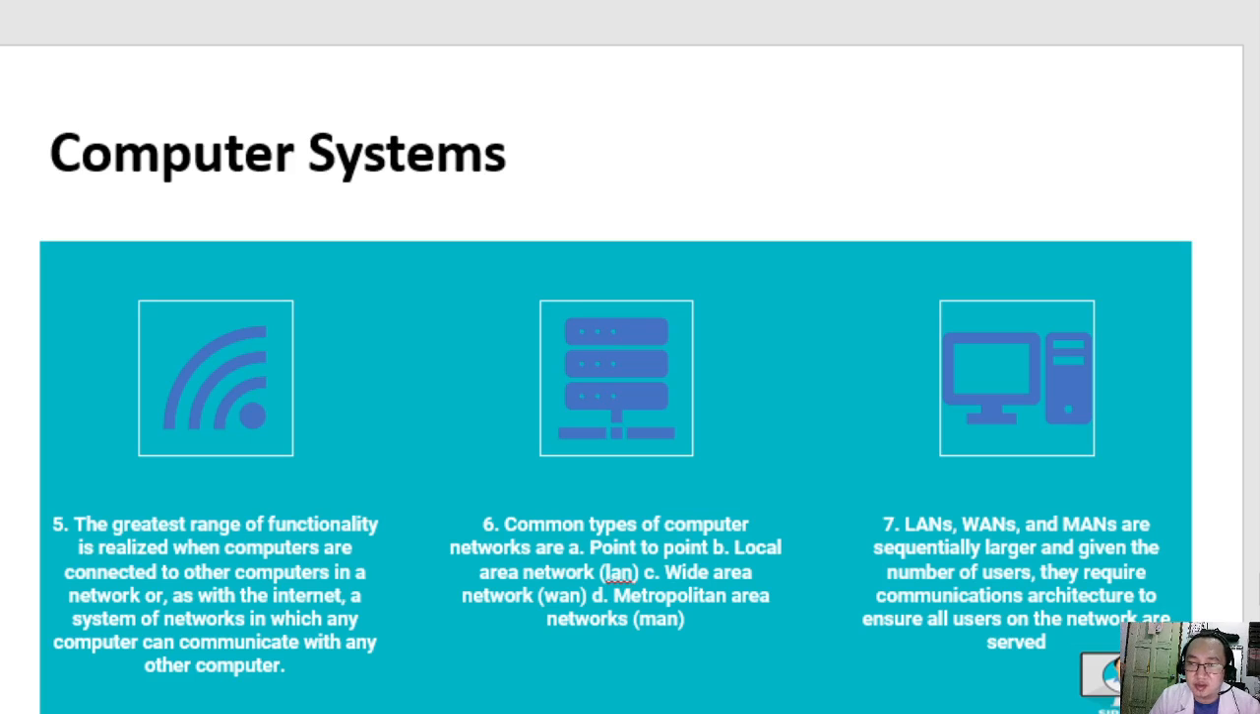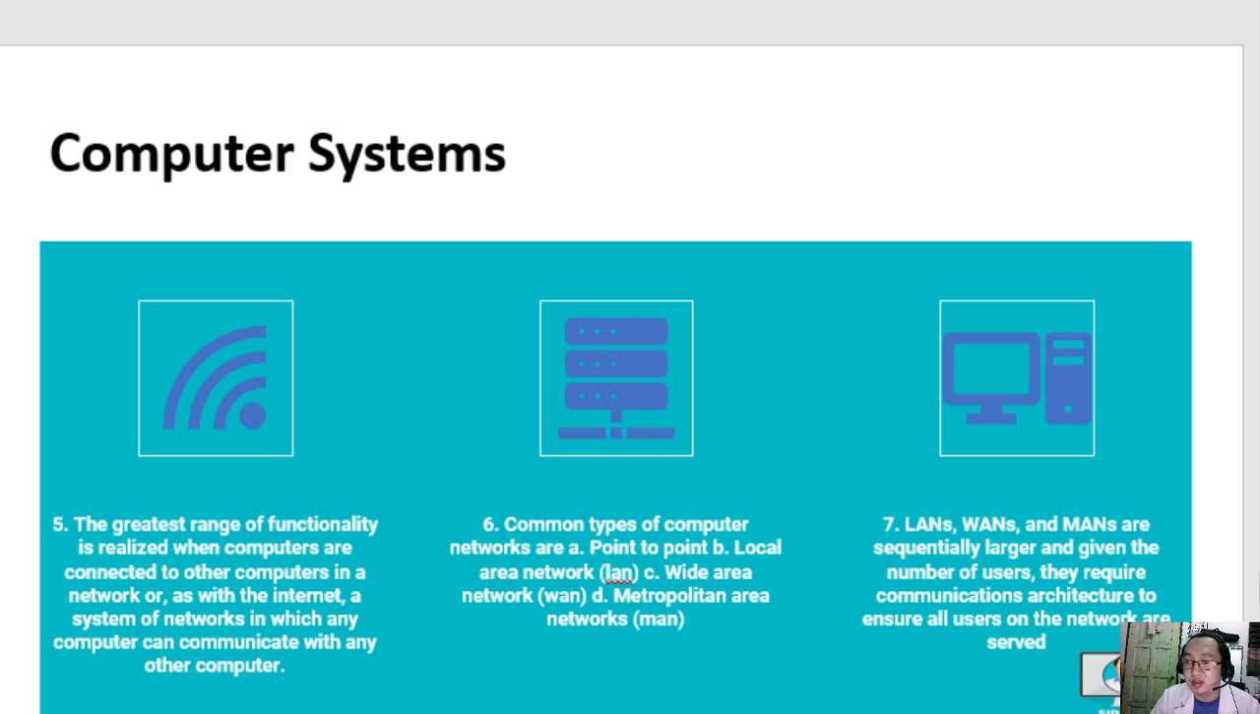Computer systems also have the greatest range of functionality. It is realized when computers are connected to other computers or a network, or to the internet, so these computers can communicate. Again, this is one of the greatest ranges of functionality, when one network of computers can communicate with others. Common types of computer networks are point-to-point, local area network or LAN, as you have discussed earlier, wide area network, and MAN or metropolitan area networks.